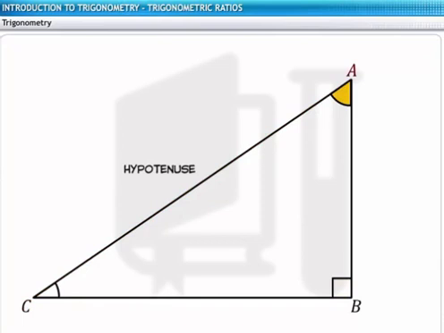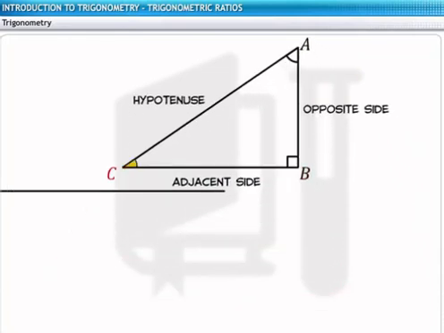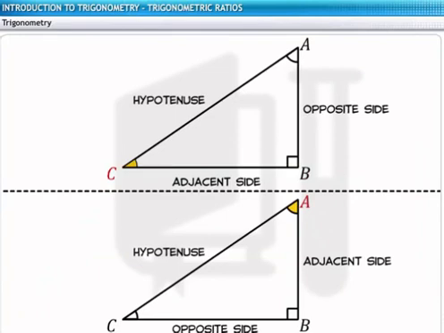Now, consider angle A. Side BC lies opposite to angle A. Let's call it the side opposite to angle A. Side AB lies next to angle A. It is said to be a side adjacent to angle A. Similarly, let's consider angle C. Side AB is the side opposite to angle C, while side BC is a side adjacent to angle C. Note that the terms opposite and adjacent change based on the angle being considered. The hypotenuse, however, remains the same.